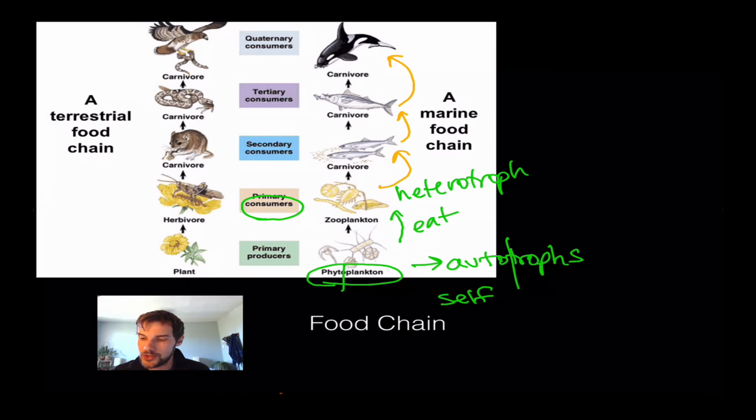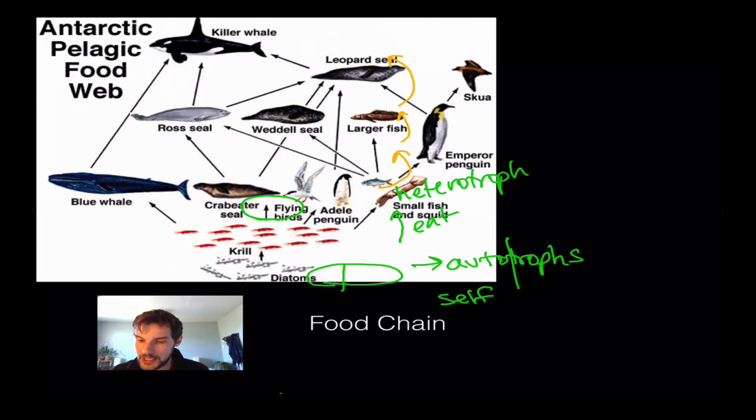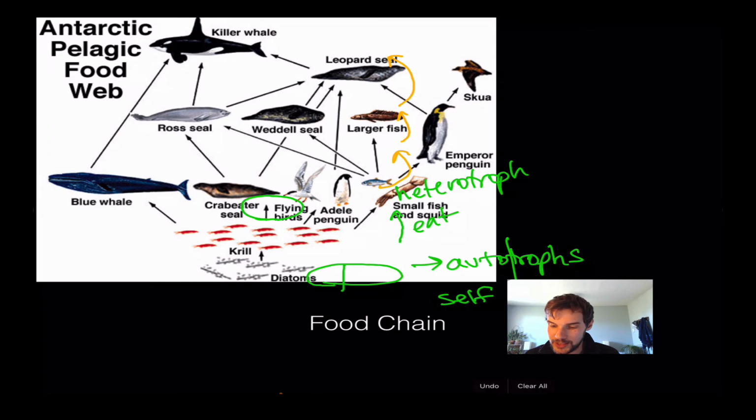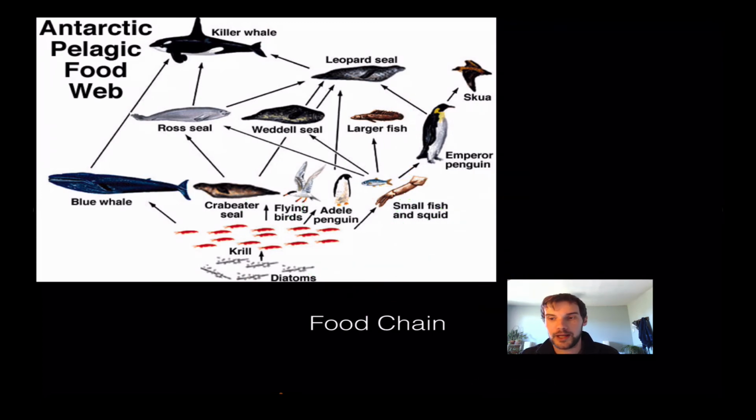So if we put multiple food chains together into a food web, it's a little bit more intricate of a process. And if an arrow is pointing towards an organism, that means that the organism is consuming the other. So if this blue whale is here and the arrow is pointing towards the blue whale, that means the blue whale is consuming the krill and the energy is going towards the blue whale.